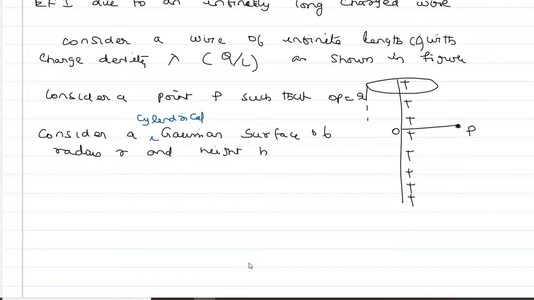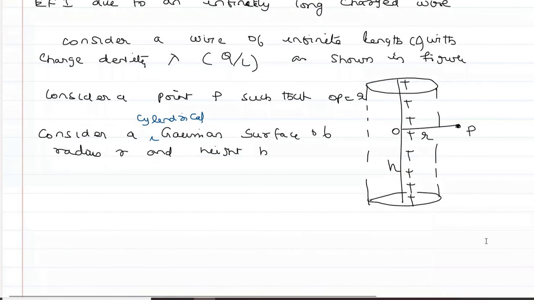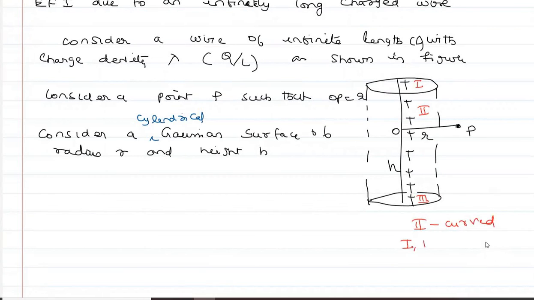Okay. Consider an imaginary Gaussian cylindrical surface of radius R and height H. So now the next step is what? You have to find the angle between electric field and area vector, right? First let us know how to calculate the area vector. You know the cylinder, we have discussed it. So this is face 1, this is face 2, this is face 3. Two flat faces and one curved face. Face 2 is curved, and 1 and 3 are flat circular.